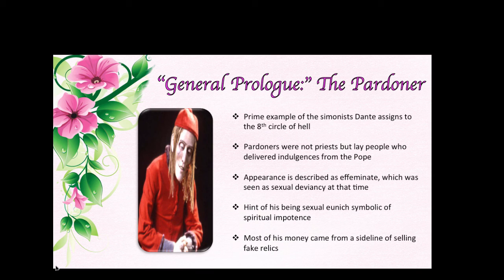And then finally, in the introduction to the pardoner that we have in the General Prologue, we reach a discussion of how he carries with him various pieces of, well, garbage, that he would then claim were religious relics, and sell those. And that's how he made most of his money.